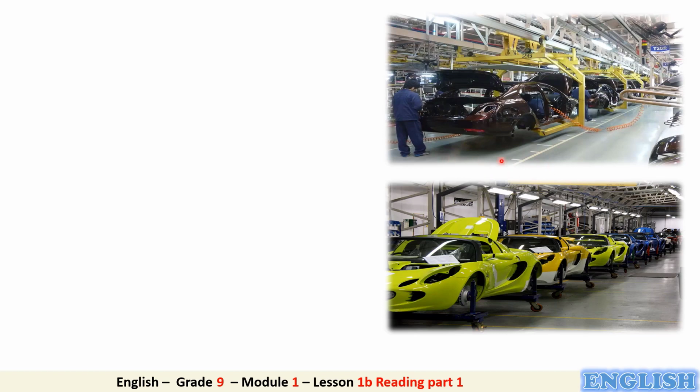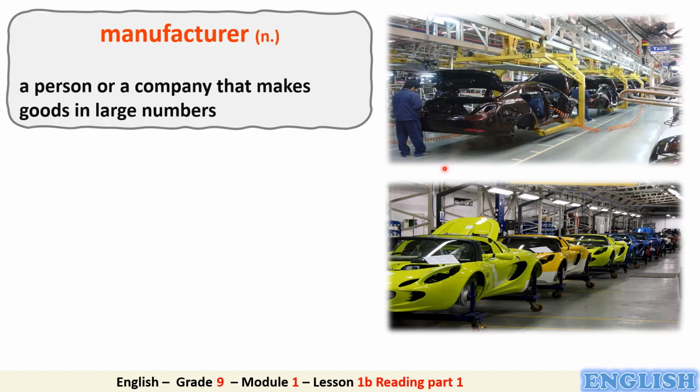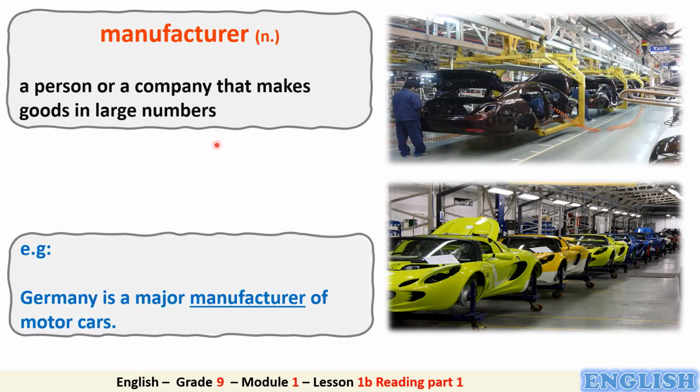Look at these two pictures. They are making cars. Manufacturer, and it is a noun, which means a person or a company that makes goods in large numbers. Let's see the example. Germany is a major manufacturer of motor cars.